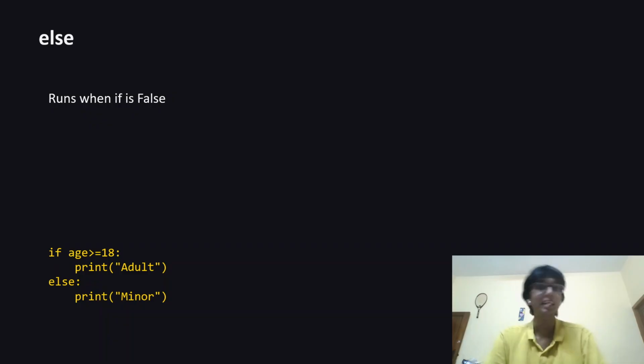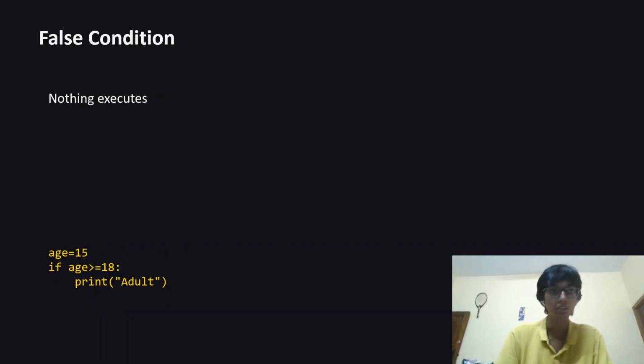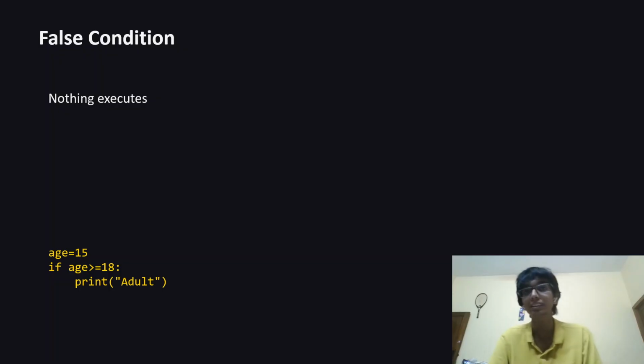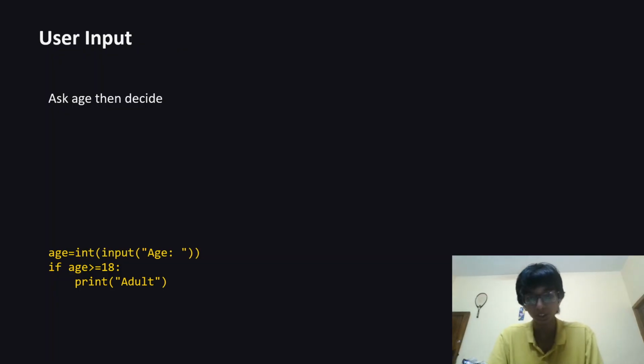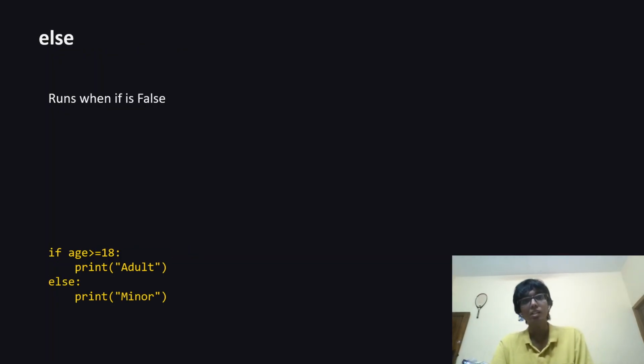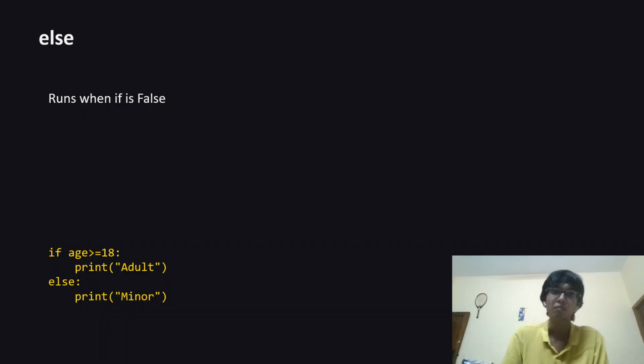Now we are coming to the second part, which is else. Else runs when if is false. As we saw with if, when a condition is false, nothing executes after the if when something else is not given. If the code only contains an if block, nothing else is printed after the if condition. Hence, we use else for a different backup.